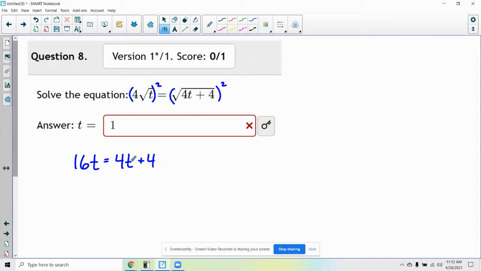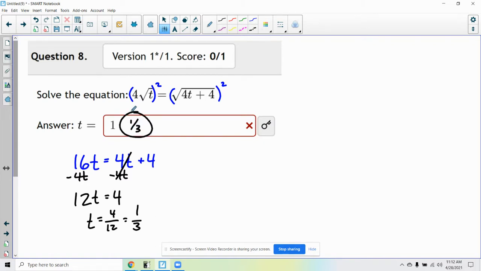I'm going to subtract 4t from both sides. I get 12t equals 4. Dividing by 12, I get t equals 4 over 12, or 1/3. This is just going to be 1/3. Okay, there's your answer, 1/3.